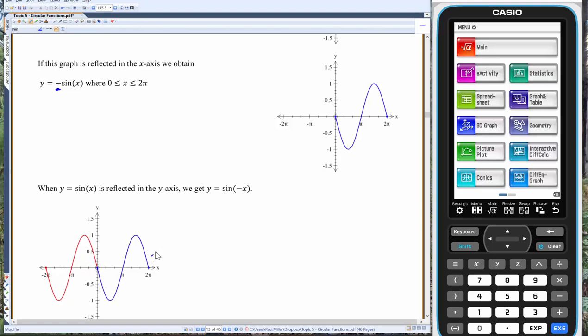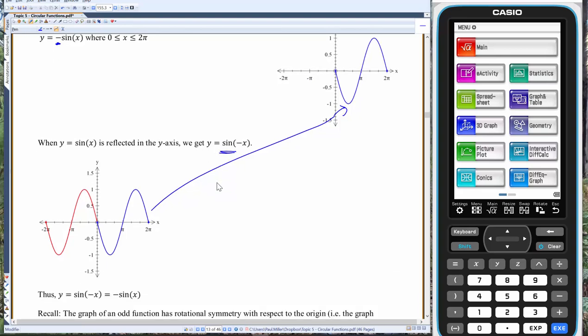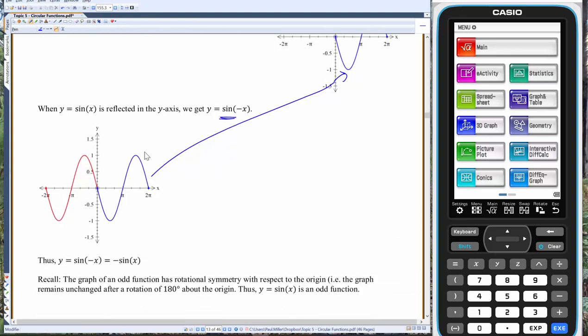Now, do you notice that that graph there, the blue one, is exactly the same as that one there? So actually, a reflection in the x-axis yields exactly the same result as a reflection in the y-axis for sine. Okay, yields exactly the same result. And therefore, we're going to reveal this little thing here, that when you get y equals sine of negative x, you can actually grab that negative sign there and stick it out the front because it's exactly the same thing. Okay, this means exactly the same thing.